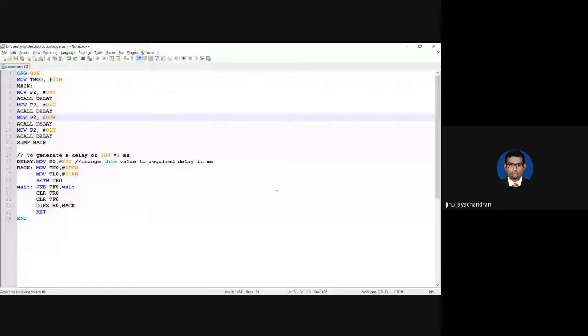So your lab experiment is something like this. I will post this code also in Classroom. Don't worry about this. I will put this code as an ASM file in the Classroom. So when you are downloading it on your mobile, make sure that you rename it into a text file, otherwise you will not be able to see this code. Or I'll put it as a txt file; you can edit it and upload it as a txt file itself. So this is the code.